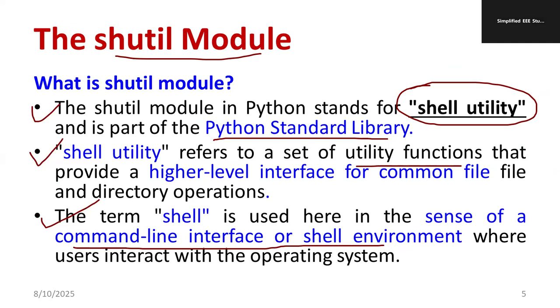Shell utility: there are two terms. Number one, shell. Why is it called a shell? Because it will interact with the basic level or outer level. Utility, in the sense that it supports so many functions. That is why it is known as a utility. I hope you understood the meaning of the shutil module.